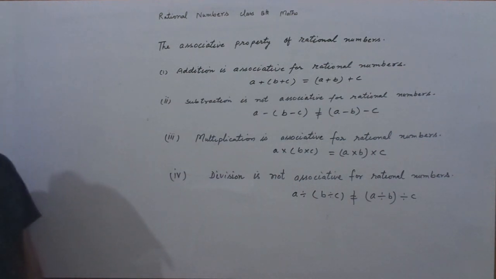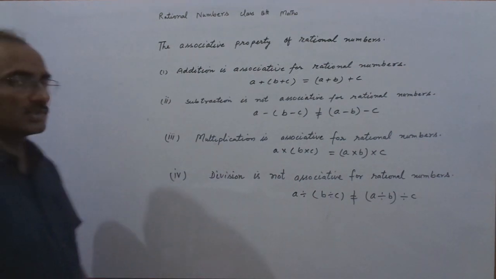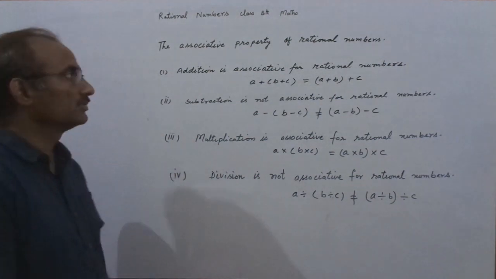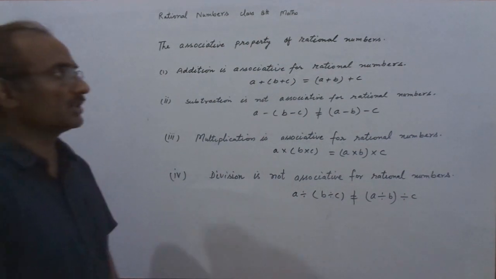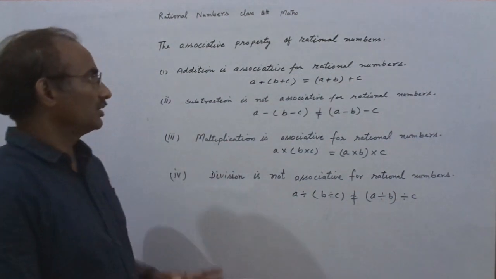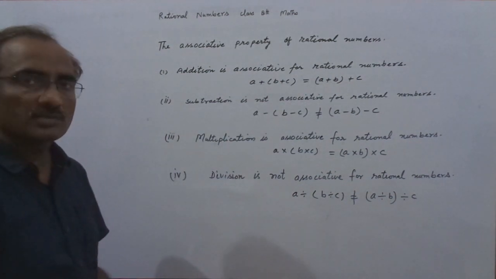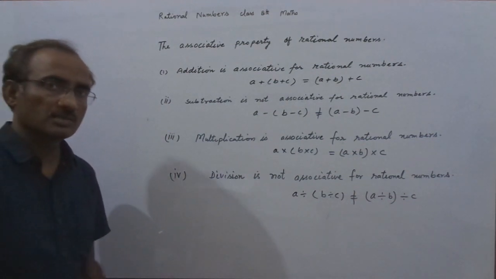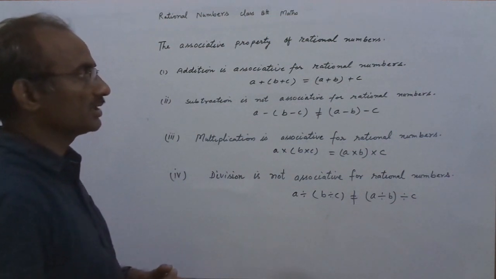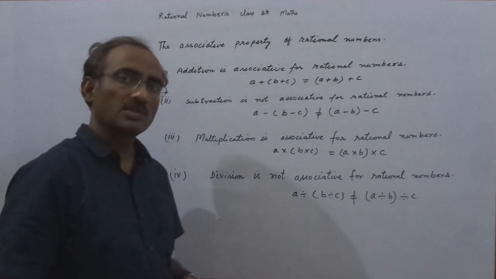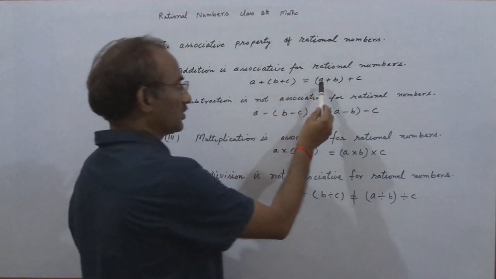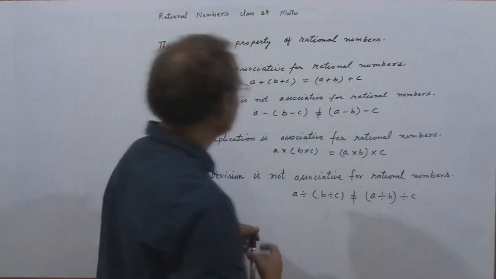Today our topic is the associative property of rational numbers. In the previous classes we have studied that addition is associative for whole numbers. Addition is associative for integers. So in this chapter we have to prove that addition is associative for rational numbers also. That is, (a + b) + c is equal to a + (b + c).